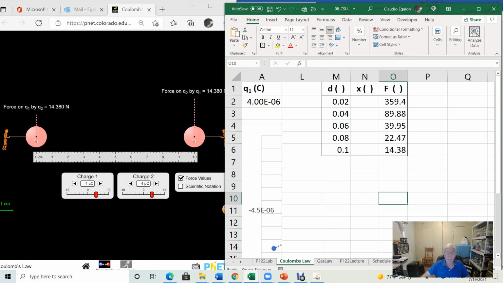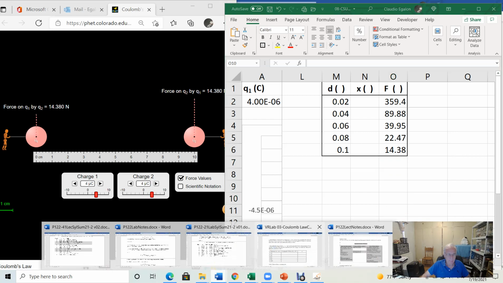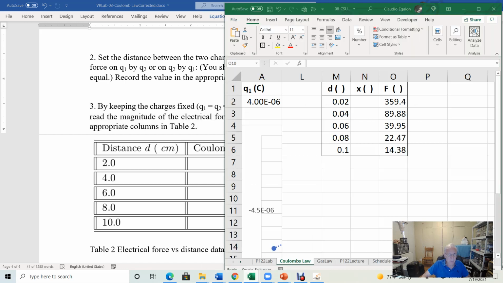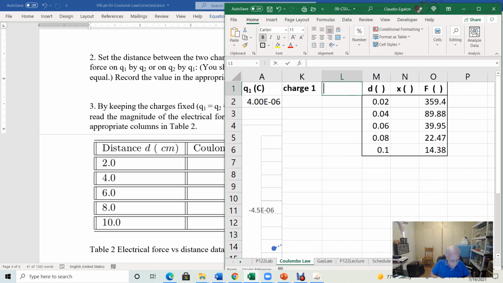Okay. Going back, we got everything that we want. Don't forget it's 4 microcoulombs, right? So we can document those values here as well. Q, put that below, Q. 4, 1, 2, 3, 4, 5, 6 microcoulomb.